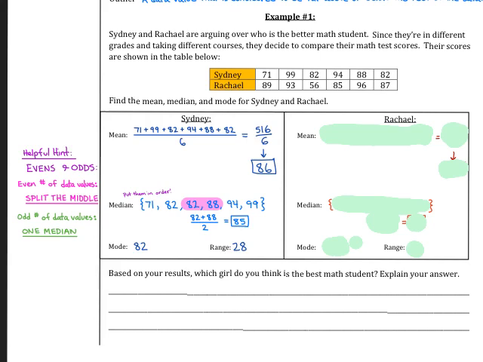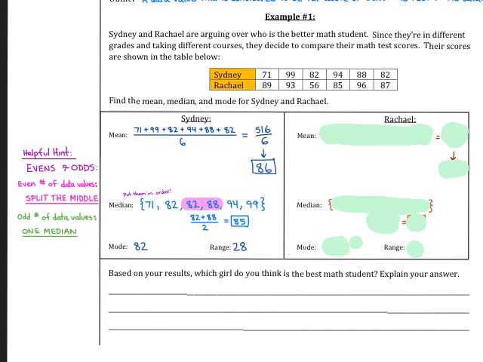And then the range is 28. Again, I don't have any work shown, bad teacher, but it means you take the 99, the biggest score, and the 71, and you subtract them. So the range of her scores was 28 percentage points, basically, from a 71 to a 99. That's what her range was.